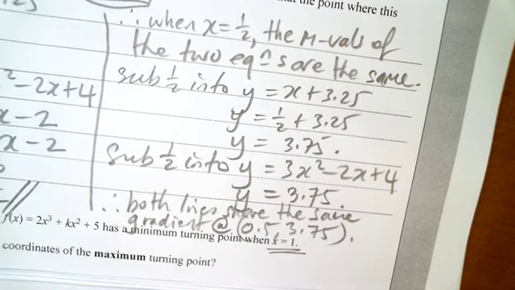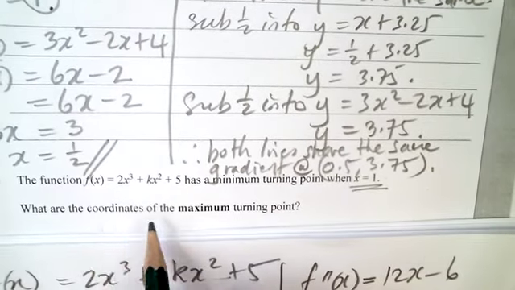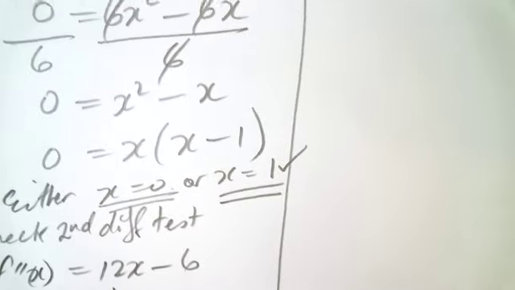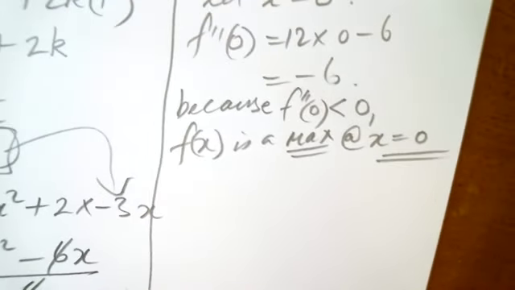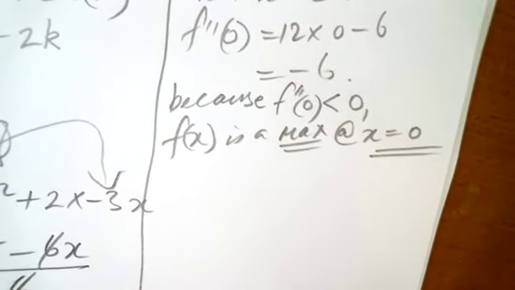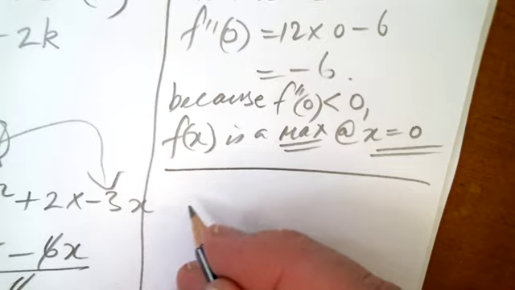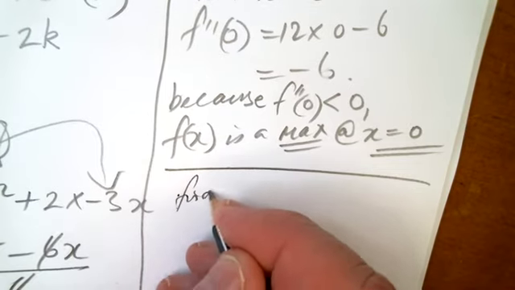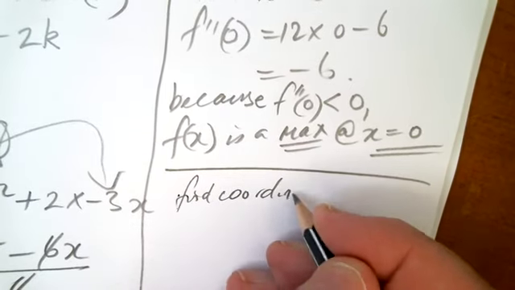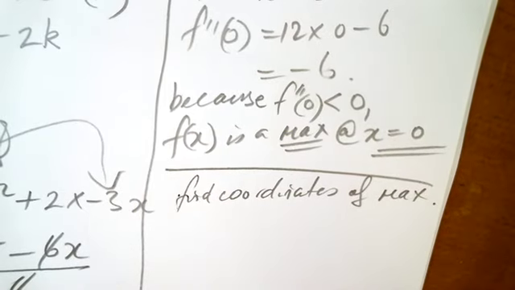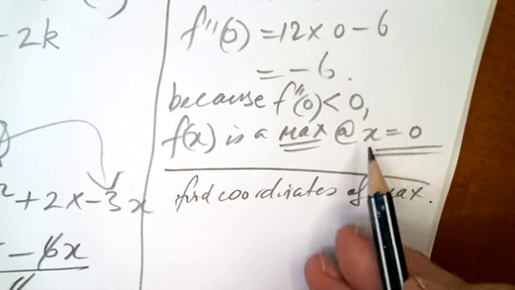We've now found that to be the case. But if I go back to the question, it says, what are the coordinates of the maximum point? We've proven that this is in fact a maximum. So let's go ahead and find the coordinates. The coordinates of the max are going to be when x is 0.